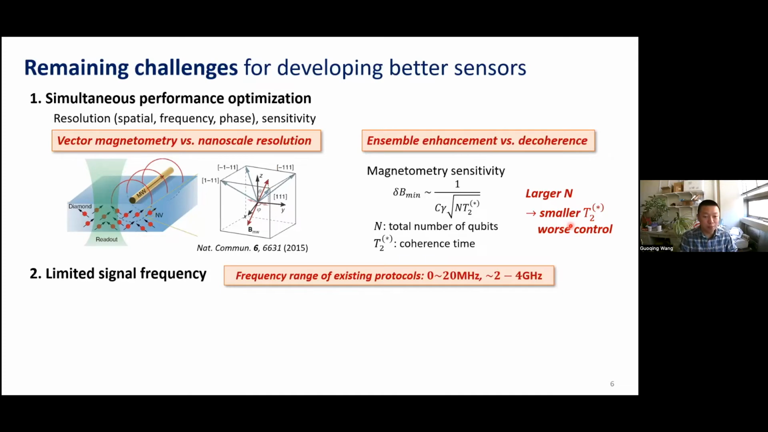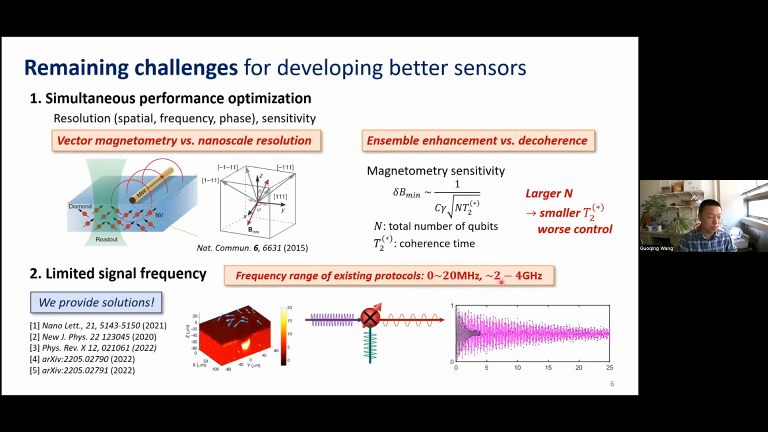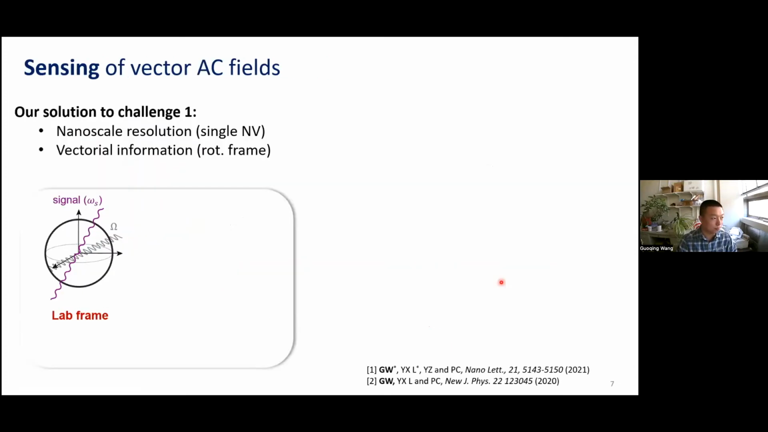Another type of challenge is that some performance hasn't been achieved yet. For example, the current sensors are still limited to frequency that is the NV resonance frequency, which is around 2 to 4 gigahertz, or below 20 megahertz. So in the following, I will show that in a series of our works, we provide solutions to all of these challenges. So let's start by looking at vector AC magnetometry.